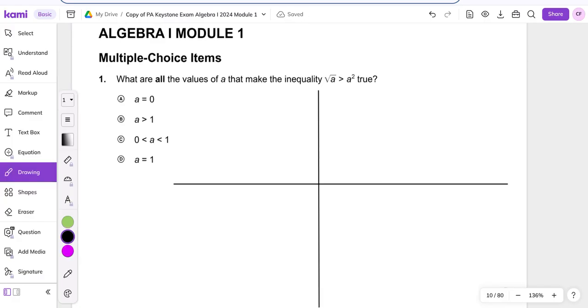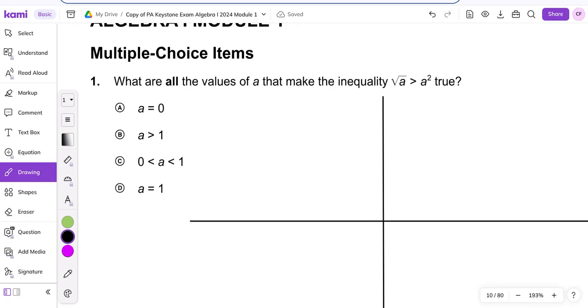In part A, we are trying to find what happens if a is 0. So we have the 2 parts, the square root of a greater than a squared. And if we plug in 0, let's see what happens. The square root of 0 greater than 0 squared. The square root of 0 is 0. 0 squared is also 0. And we know that the inequality statement 0 greater than 0 is false.